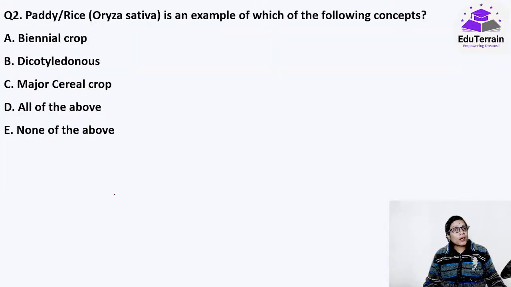Okay, moving on to our next question. Paddy or rice, that is Oryza sativa. Sorry, I forgot to italicize this. Whenever we talk about scientific names, that should be italicized. It is an example of which of the following concepts? Yes, anyone who wants to answer?